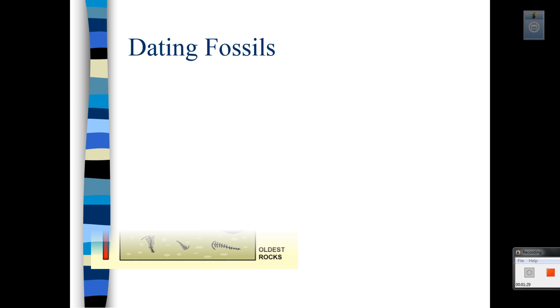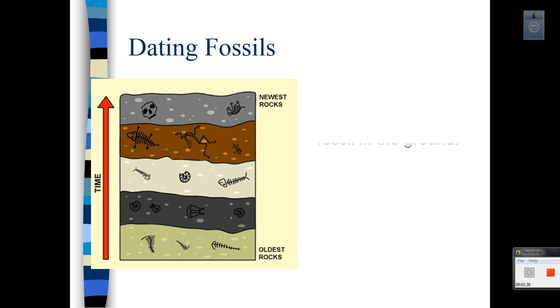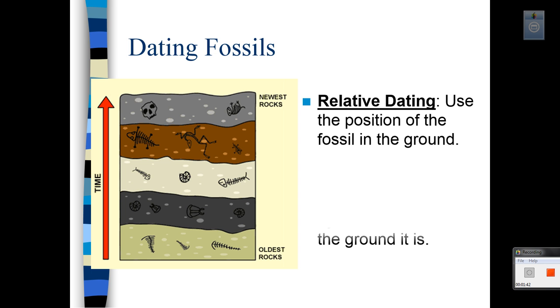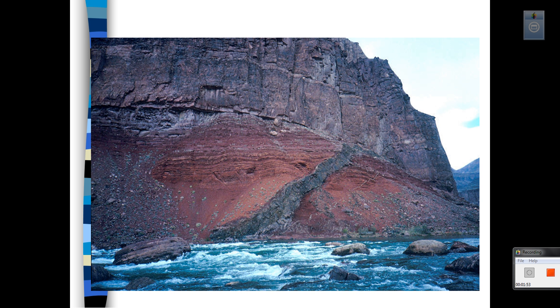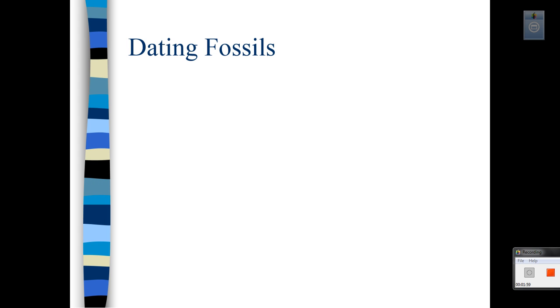The oldest rocks are in the lowest layers, the newest rocks are in the highest layers. And we use relative dating by finding the position of the fossil in the ground. We also use the law of superposition. The age of the fossil is determined by how far down in the ground it is. So the further down, the older it is. The higher up it is, the less age it has. So we look at the layers of the rock, and here you can see some nice layers of rock.